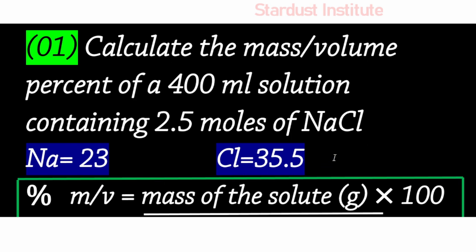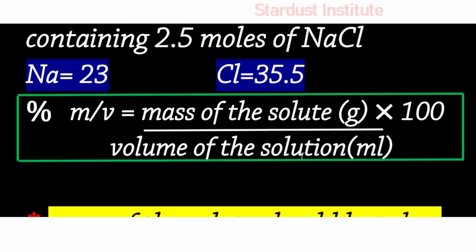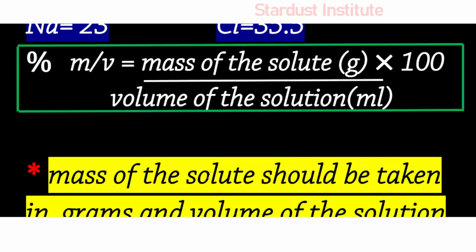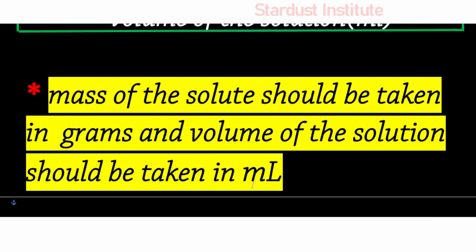To solve this problem, we can use this formula. Percentage mass by volume equals mass of the solute in grams divided by volume of the solution in milliliters multiplied by 100. Now you can see mass of the solute should be taken in grams and volume of the solution should be taken in milliliters.